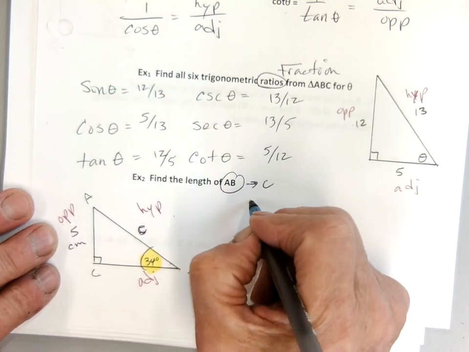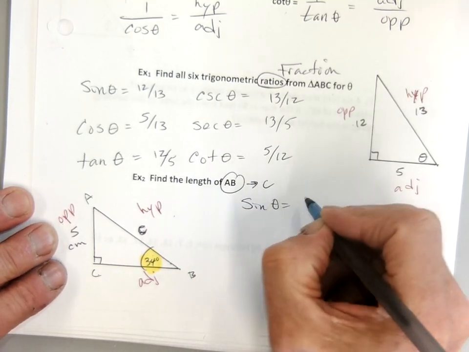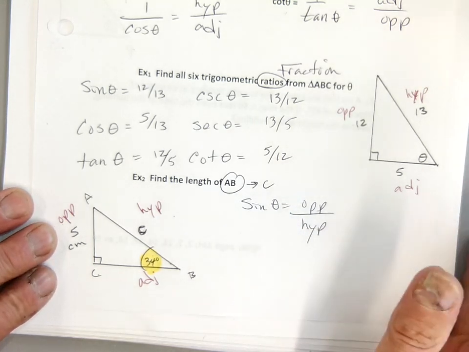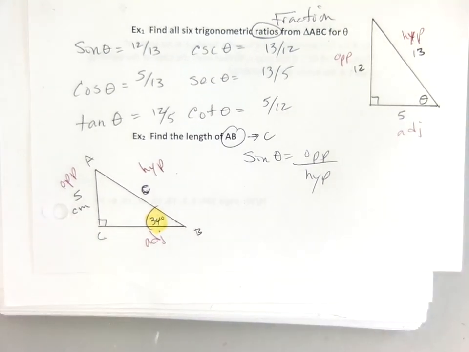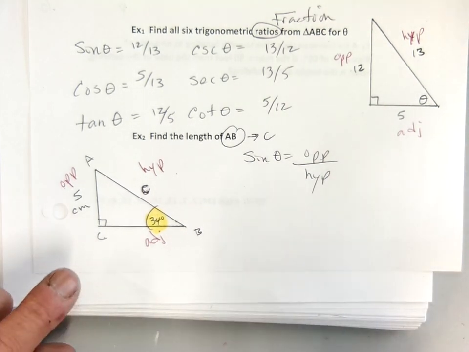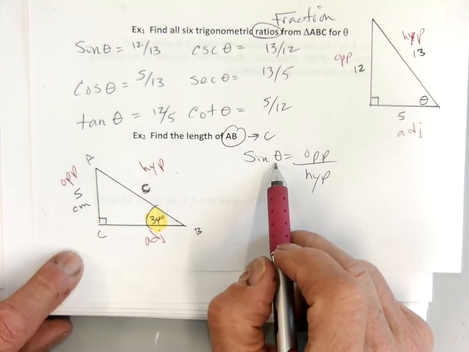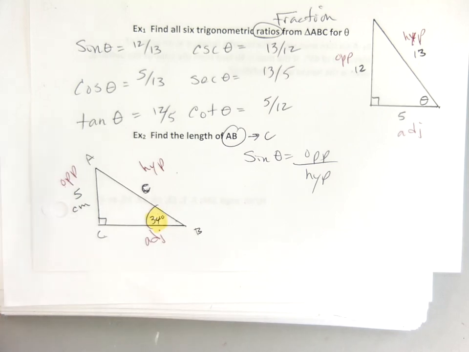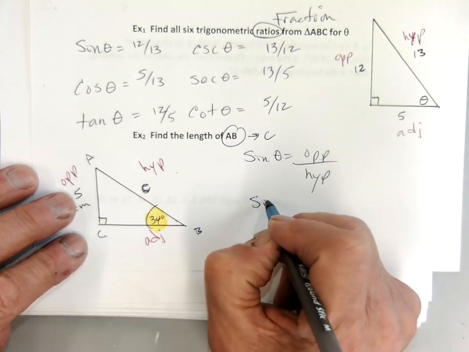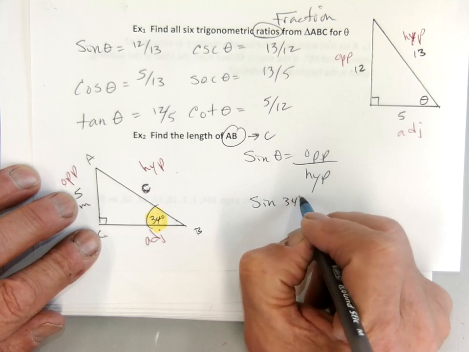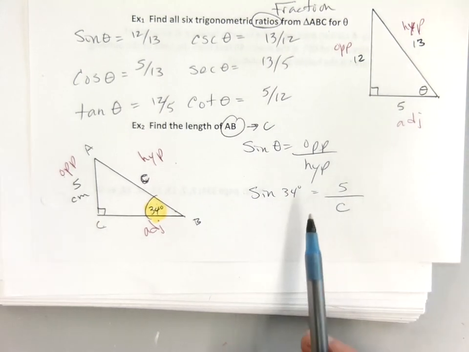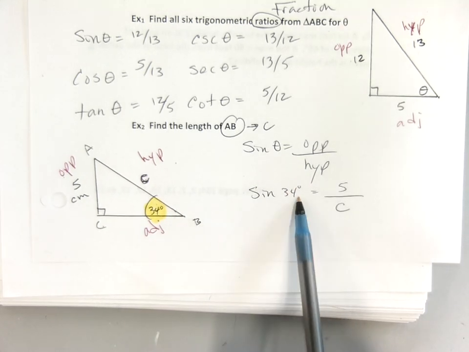So let's use sine, because sine is the opposite over the hypotenuse. Okay, thumbs up. So instead of writing theta, theta represents an angle. So I'm going to put 34 there, I'm going to put 5 there, and I'll put C here. So I'll rewrite this as sine 34 degrees equals 5 over C. I just replaced theta, which is an angle. It's a 34-degree angle.